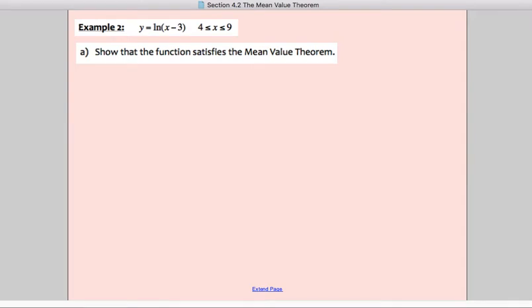Okay, so let's do this. We have y equals ln of x minus 3, and we are looking from 4 to 9. So we have to show that it satisfies the conditions of the mean value theorem. So the first thing is we have to be continuous.